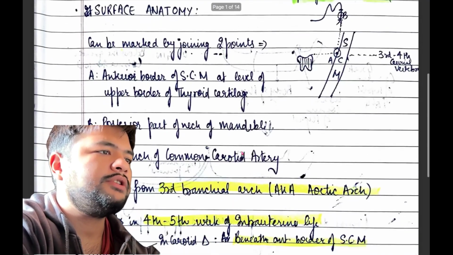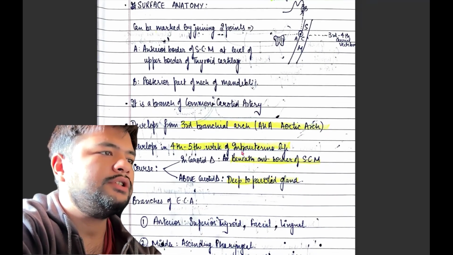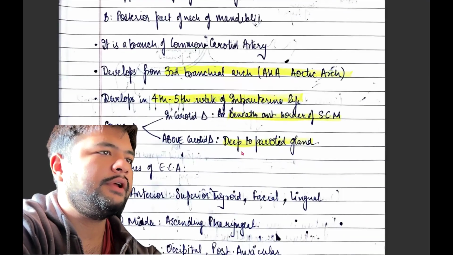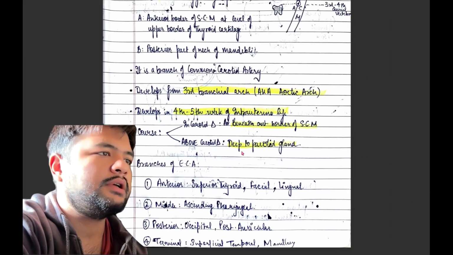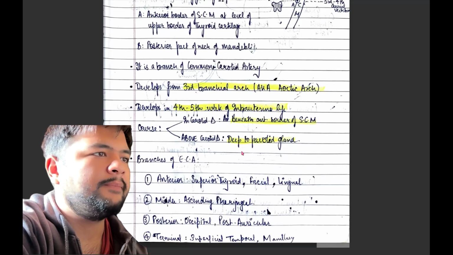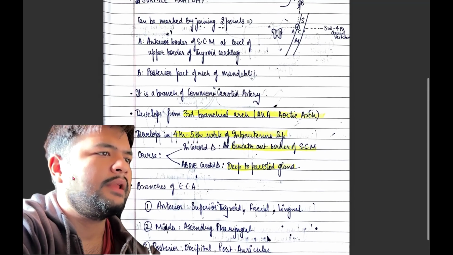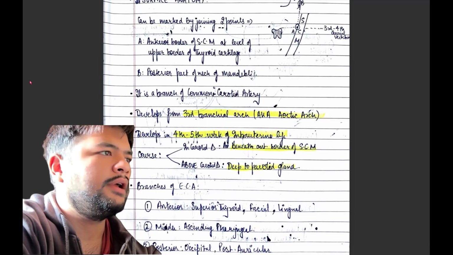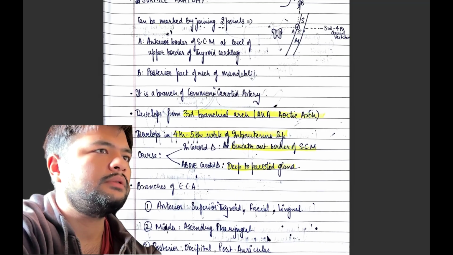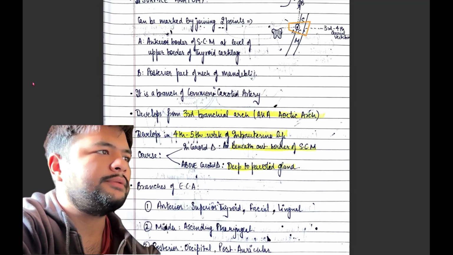It is a branch of the common carotid artery and develops from the third branchial arch, which is also known as the aortic arch. It develops in the fourth to fifth week of intrauterine life. The course is in two parts, in the carotid triangle and above the carotid triangle. In the carotid triangle, it lies beneath the anterior border of the sternocleidomastoid, and above the carotid triangle, it lies deep to the parotid gland. Okay, so let me mark. Here we can see the anterior border of the sternocleidomastoid.